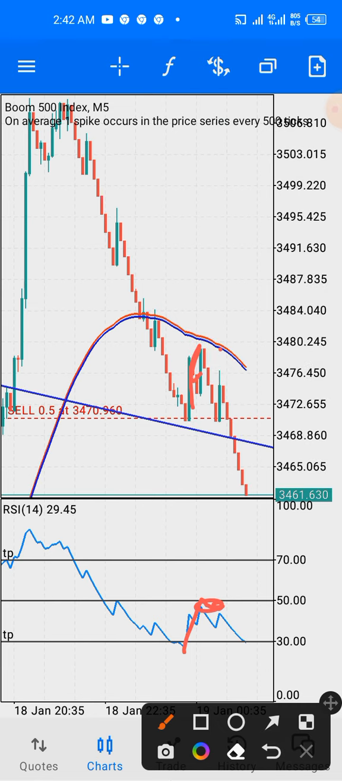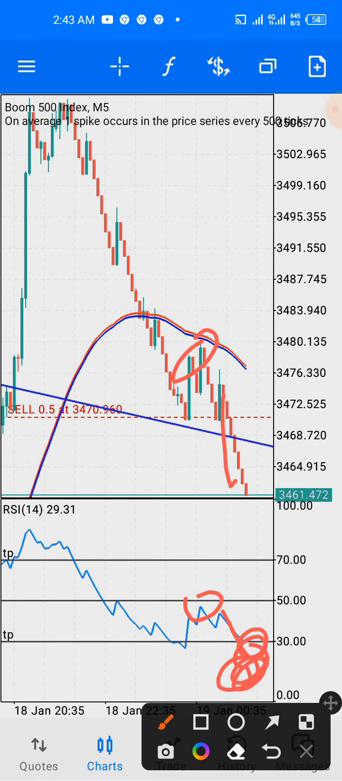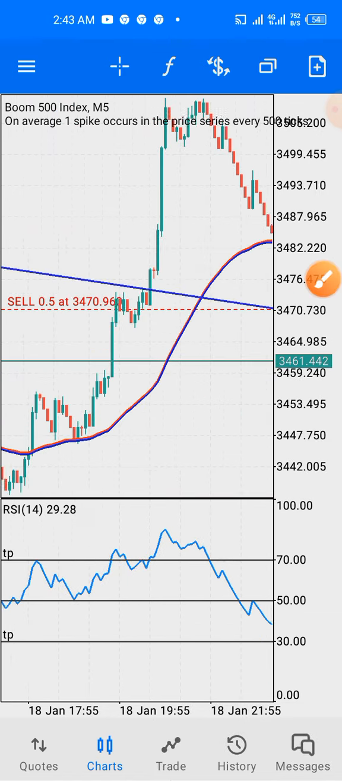You can even see the RSI giving us this kind of shoulder head shoulder formation. All these are confirmations. You want to make your entry around here, and then boom, you're making your profit. Then as the RSI returns to the 30 level, anywhere below the 30 level, you take your profit. That's how it works, guys.